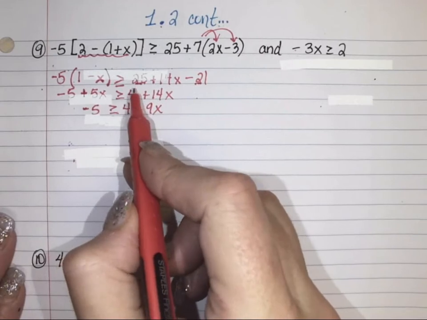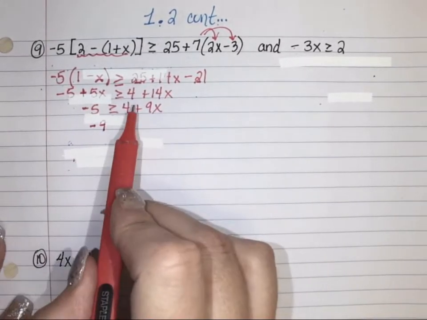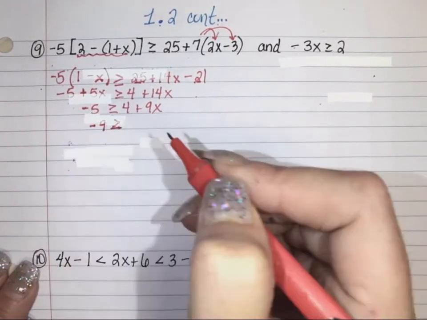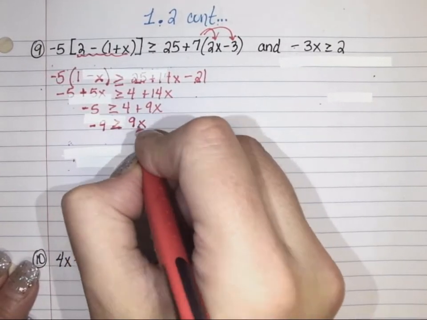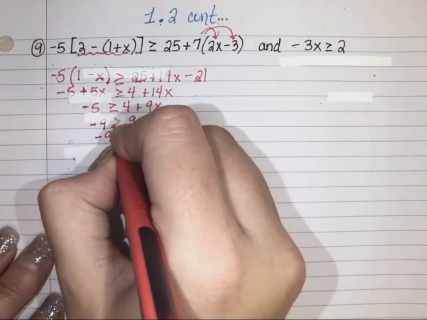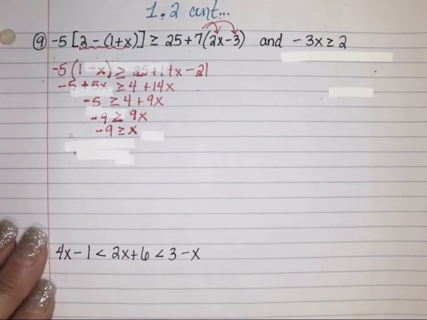And you could have also subtracted 4 at the same time, which I probably would have done. So when I subtract 4, that creates negative 9. And then divide by positive 9. You do not have to flip your symbol here since you're dividing by positive 9.